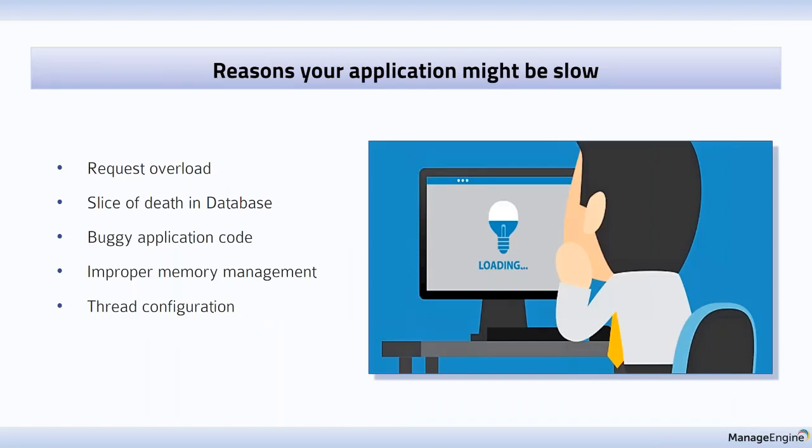So let's discuss a few reasons which cause slowness in web application performance. Like the web server being overloaded with too many requests from the client. Applications developed on a test environment with small data sets seem to operate smoothly, but once rolled out to production, you will see the database grows over time and may cause slice of death in the database. Likewise, improper memory and thread management may lead to performance issues.